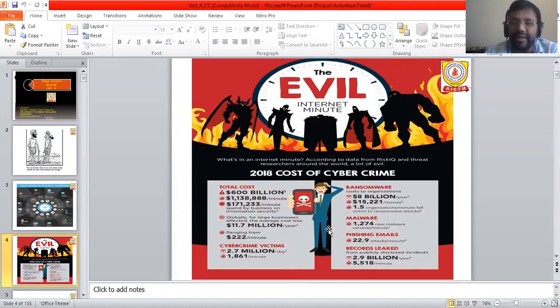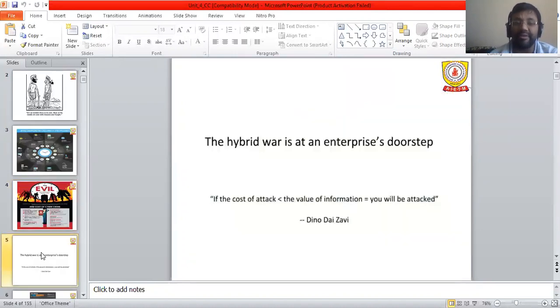Although the internet is a great resource for us once we go with the cloud and its security concepts and cloud computing, when we see these things, this is also very critical. The hybrid war is at an enterprise's doorstep. So if the cost of attack is less than the value of information, you will be attacked. That is the slogan. If the cost of attack is less than the value of information, you will be attacked.